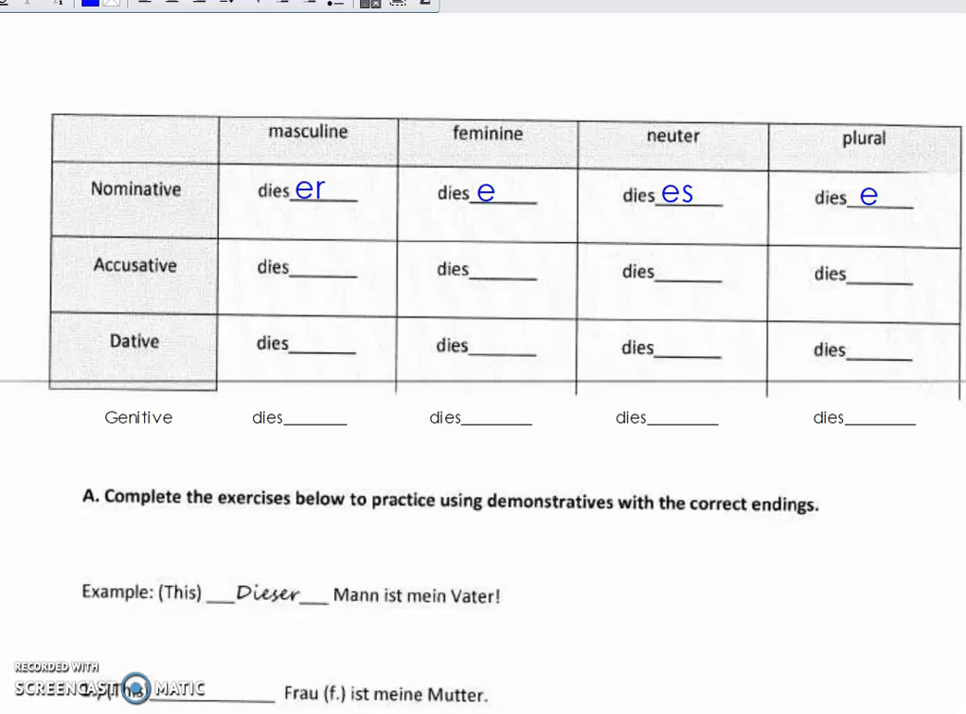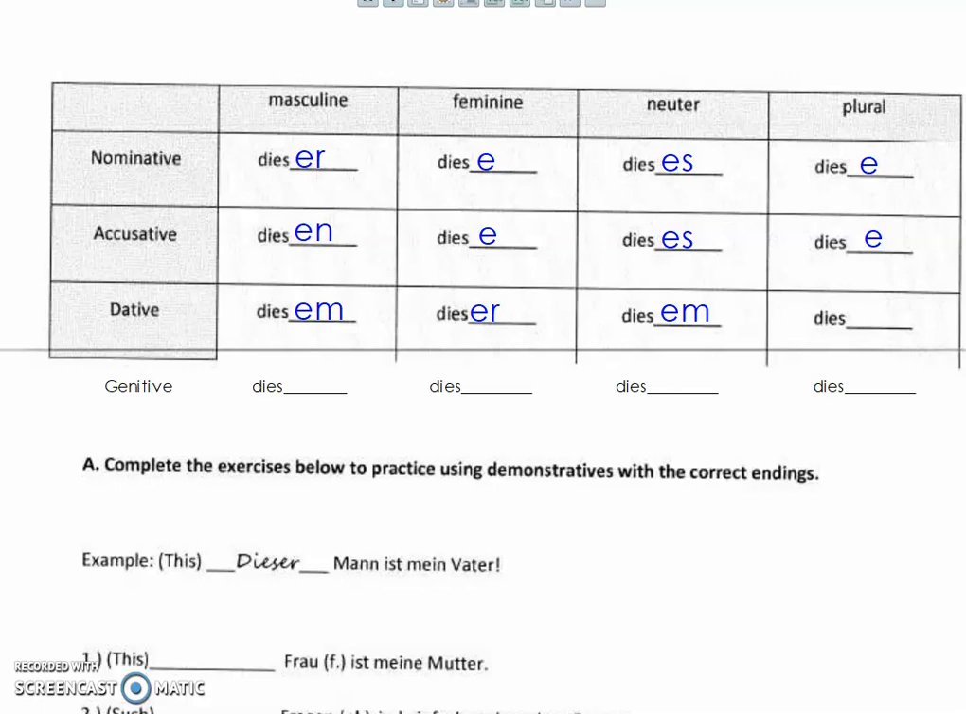How about accusative masculine? Diesen. How about accusative feminine? Diese. How about accusative neuter? Dieses. How about accusative plural? Diese. Now, dative masculine. Diesem. How about dative feminine? Dieser. How about dative neuter? Diesem.